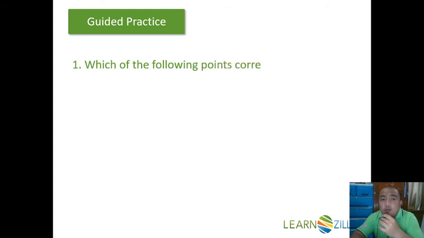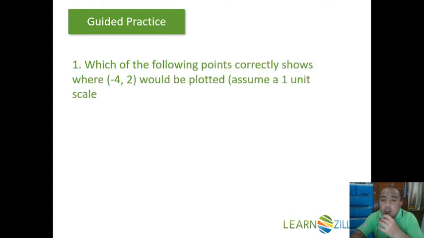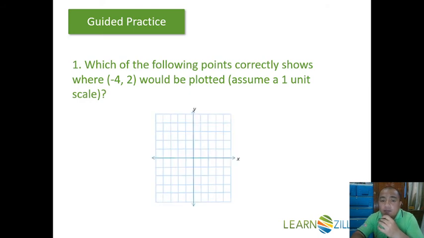Guided practice. Which of the following points correctly shows where negative 4, 2 would be plotted? Assume a 1 unit scale. What's the answer? Which of the following points correctly shows where negative 4, 2 would be plotted? This is the correct plot. Correct way to plot negative 4, 2.